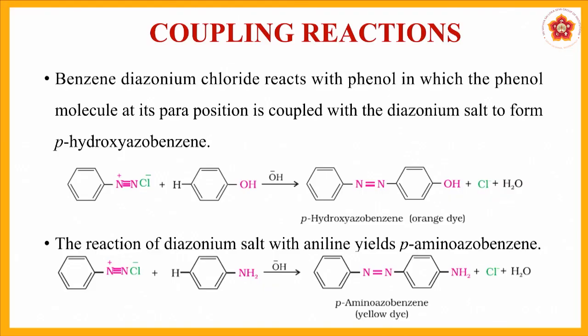We can see that the phenolic dye which was formed was an orange dye, whereas the aniline dye which was formed was a yellow dye. That coloration depends on the light that is radiated by the compounds, where electrons go to a higher energy level and while coming back give back the energy in the form of corresponding colors.